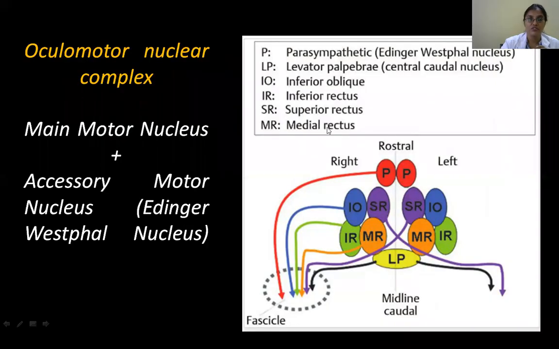In this diagram, I can show you here. See, the oculomotor nuclear complex is the main motor nucleus, which has the large multipolar neurons, which give rise to your somatomotor axons. Then the next one is an accessory motor nucleus, which is parasympathetic, with small multipolar neurons, and their visceromotor axons exit. The name of this nucleus is the Edinger-Westphal nucleus. So you should remember this when you hear this term.